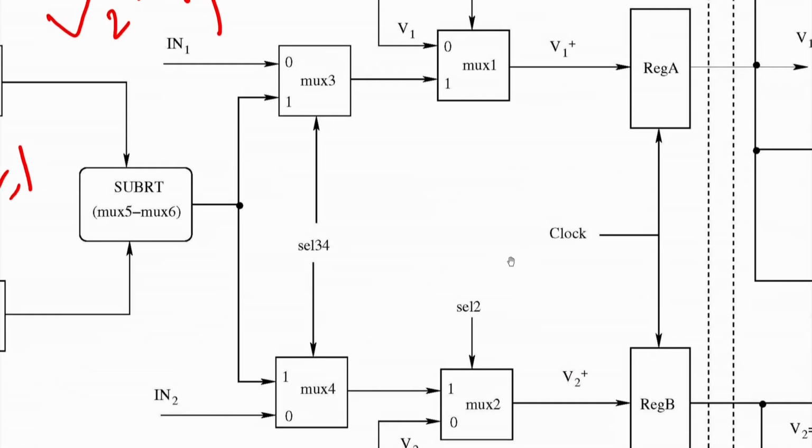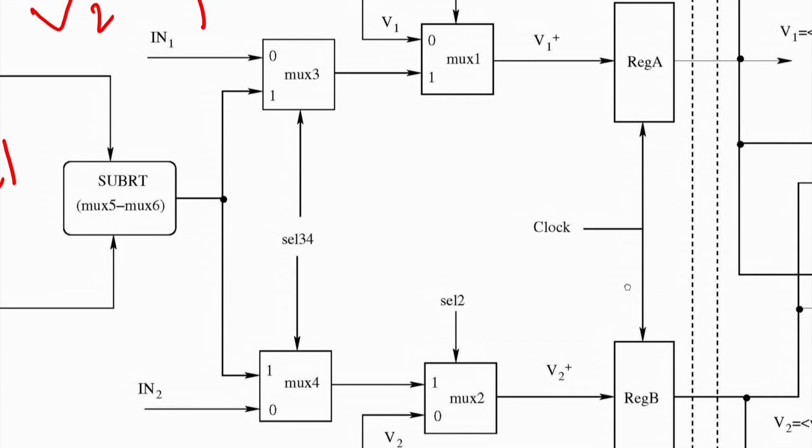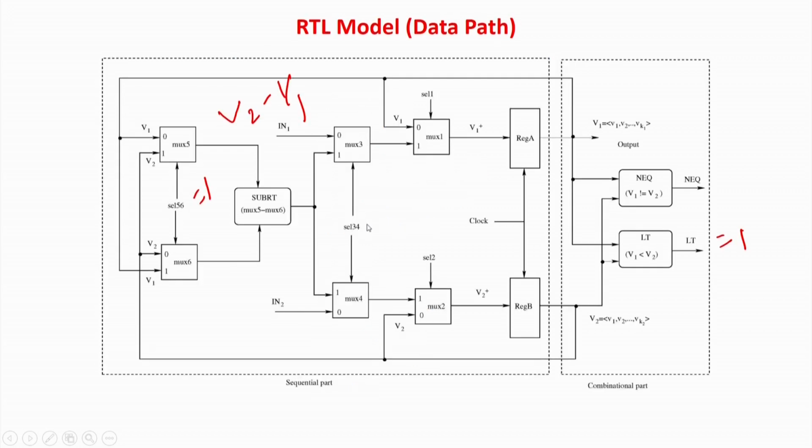Now, V2 minus V1 will be latched to register 2, because if you look at the algorithm, V2 minus V1 will be latched to V2. So now again I am coming back.